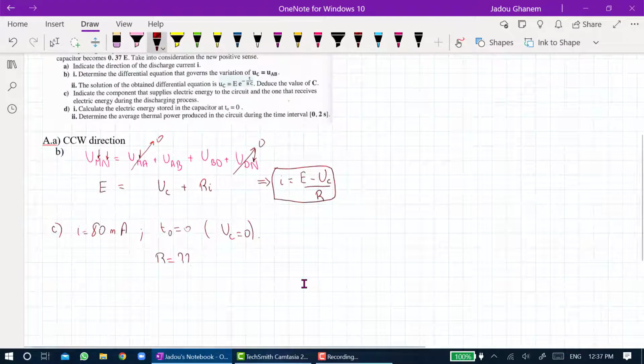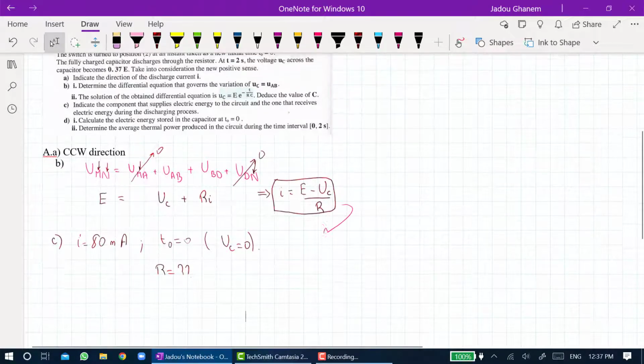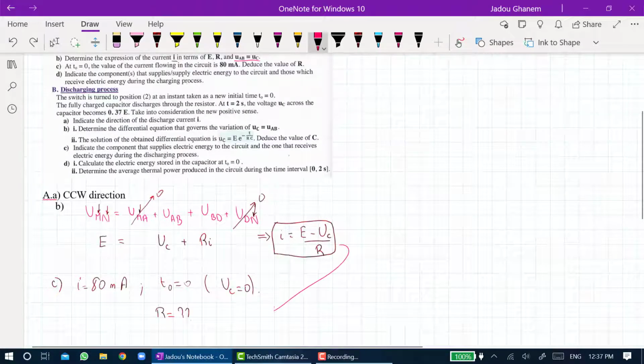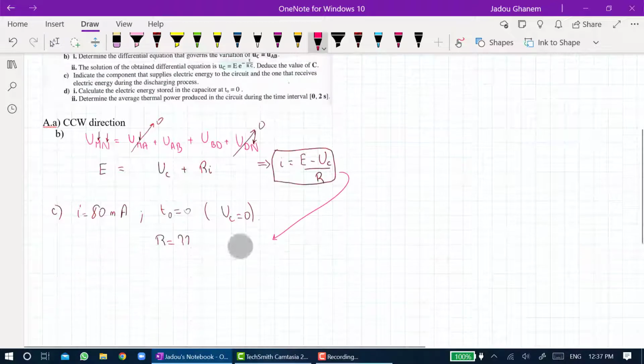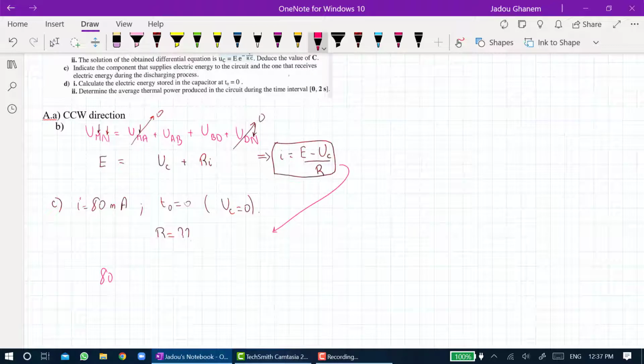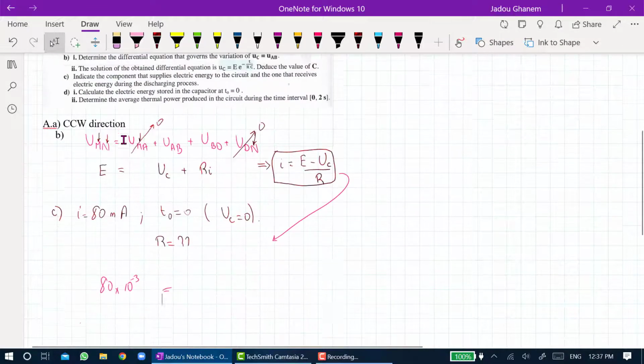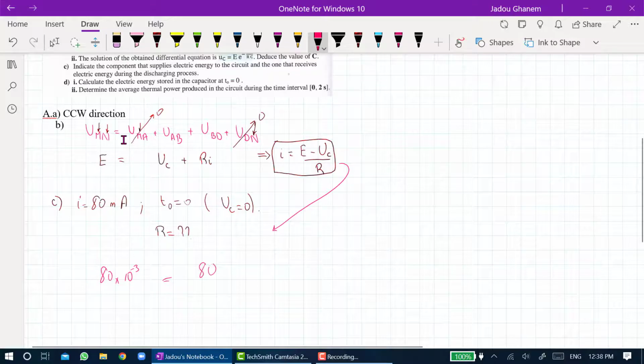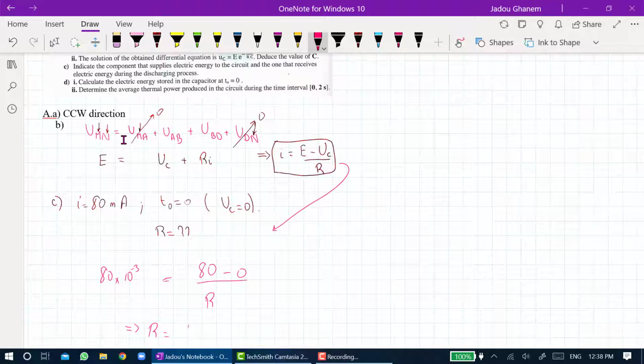Directly we can use the previous answer. Let's put the values here. So 80, using the SI unit, times 10 to the power minus 3 ampere equals E. Let's check the value of E within the given: it's 80 volt. So equals 80 minus 0 over R, which implies that R equals 80 over 80 times 10 to the power minus 3. This will cancel and the final result will be 1000. Don't forget the SI unit for resistance, it's ohm.